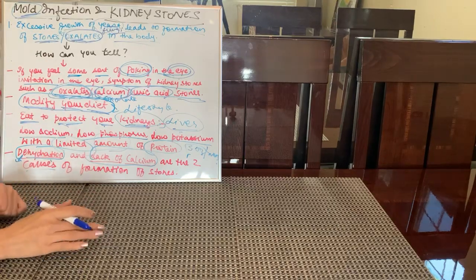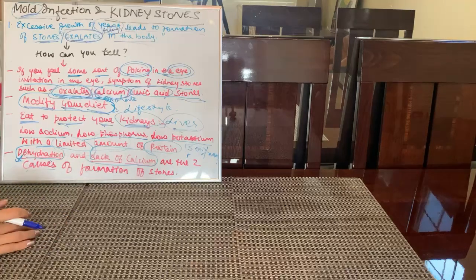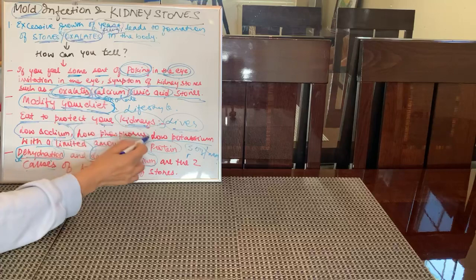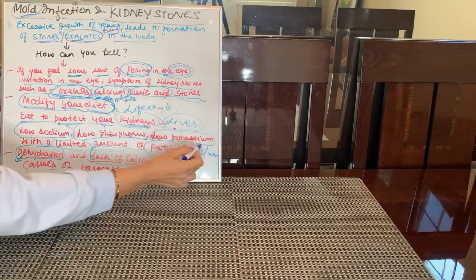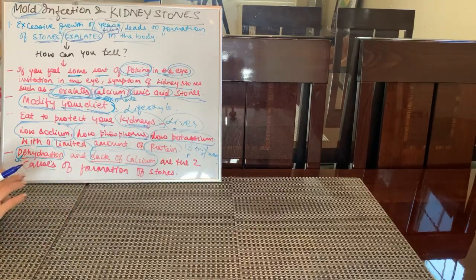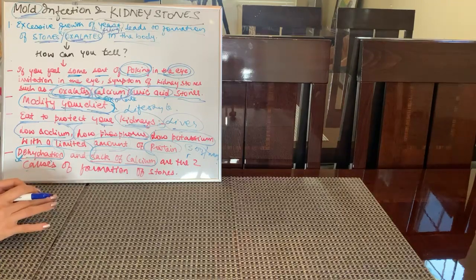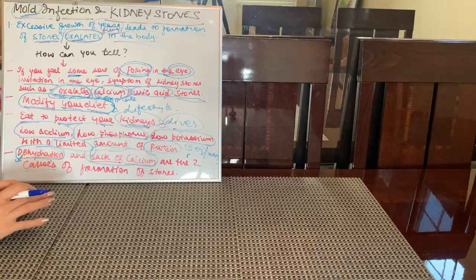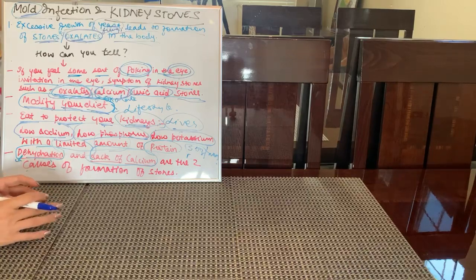So what do you need to do to protect your kidneys? You need to have a low sodium diet, low phosphorus diet and low potassium diet. And your diet should be highly rich in antioxidants like blackberries and blueberries, that will remove the free radicals from your body. So it should be low sodium, low phosphorus, low potassium. It's not that there's something wrong with your kidneys, but precaution is better than cure, right?